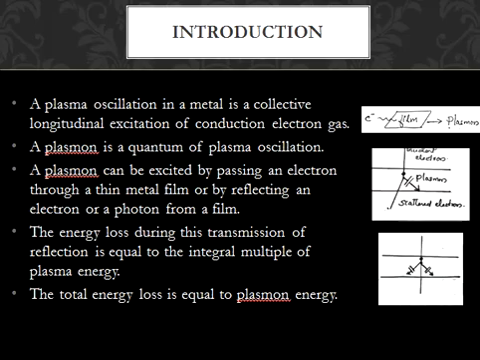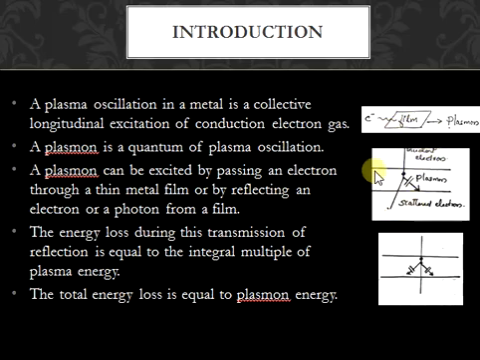Plasma oscillation in a metal is a collective longitudinal excitation of the conduction electron gas. A plasmon can be defined as a quantum of plasma oscillations. We can excite a plasmon by passing an electron through a thin metal film, so that the electrons are reflected or transmitted through this medium. The energy loss occurring during this transmission or reflection is equal to an integral multiple of the plasmon energy.